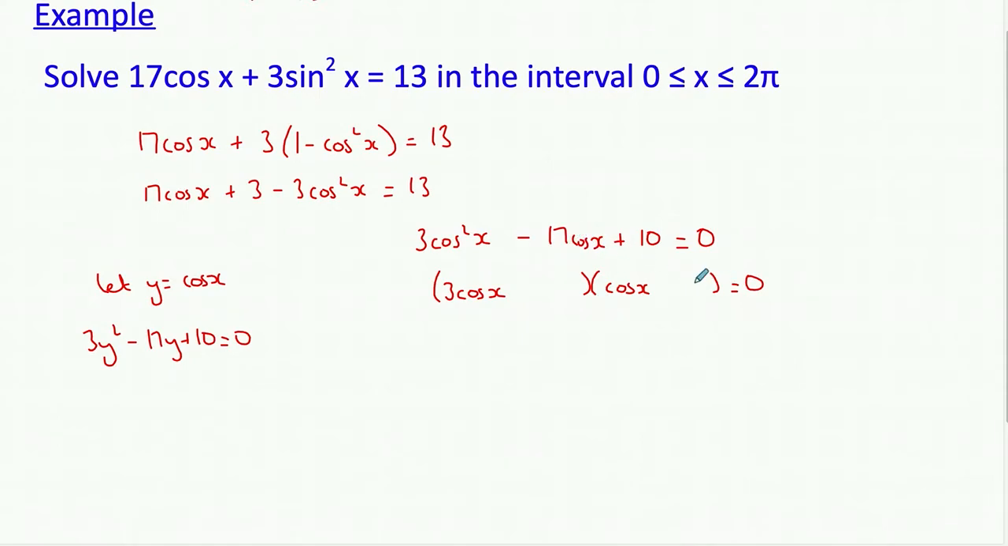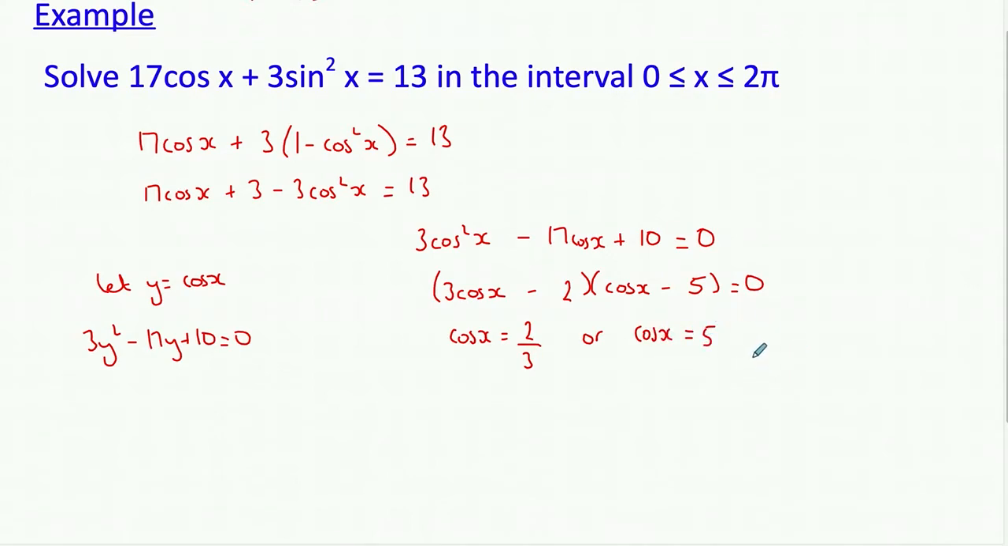In order to make 17, I'm going to want a 5 here. This is my best chance of factorising this quadratic. If this doesn't work, I don't think it's going to factorise. It's going to be 2 minuses, because that's going to give me 15, and then take away 2 more will give me minus 17. Which means that cos x is equal to 2/3, or cos x is equal to 5.